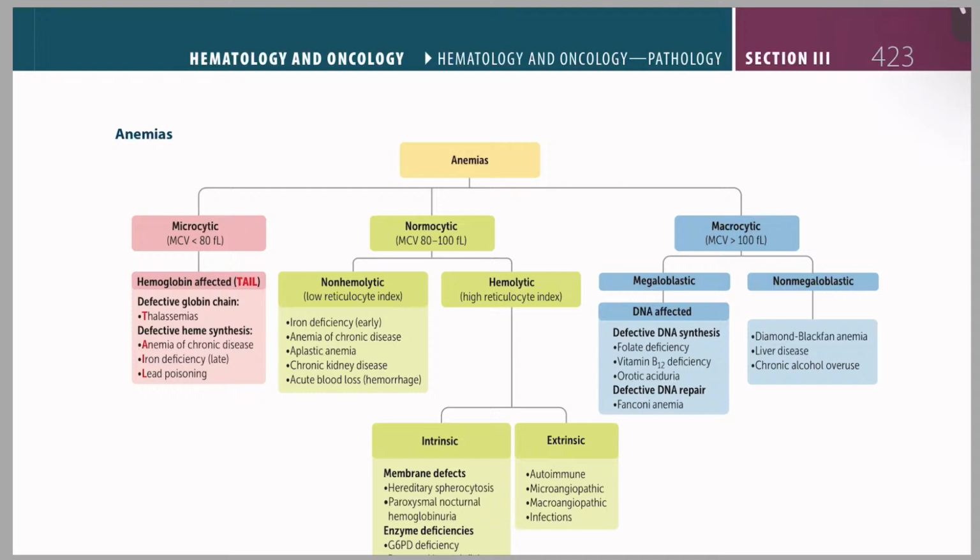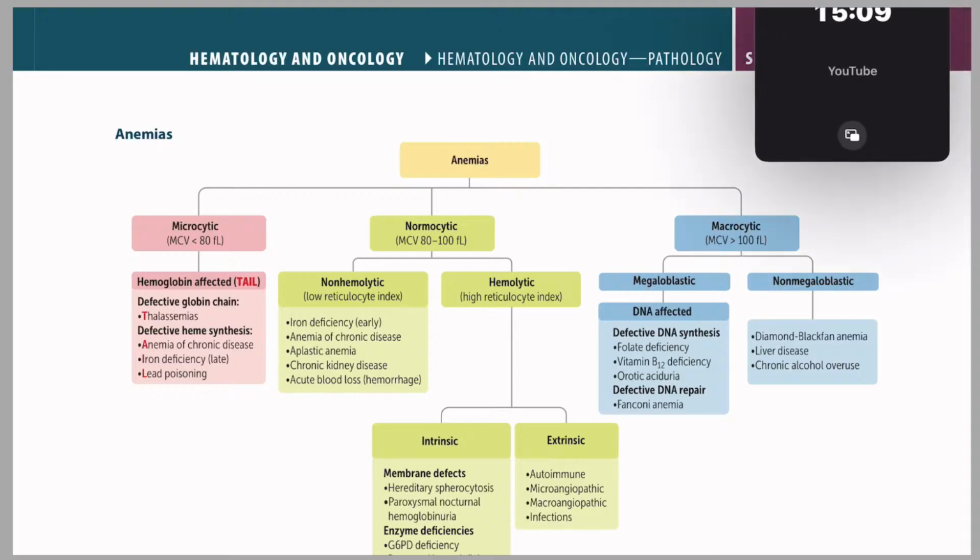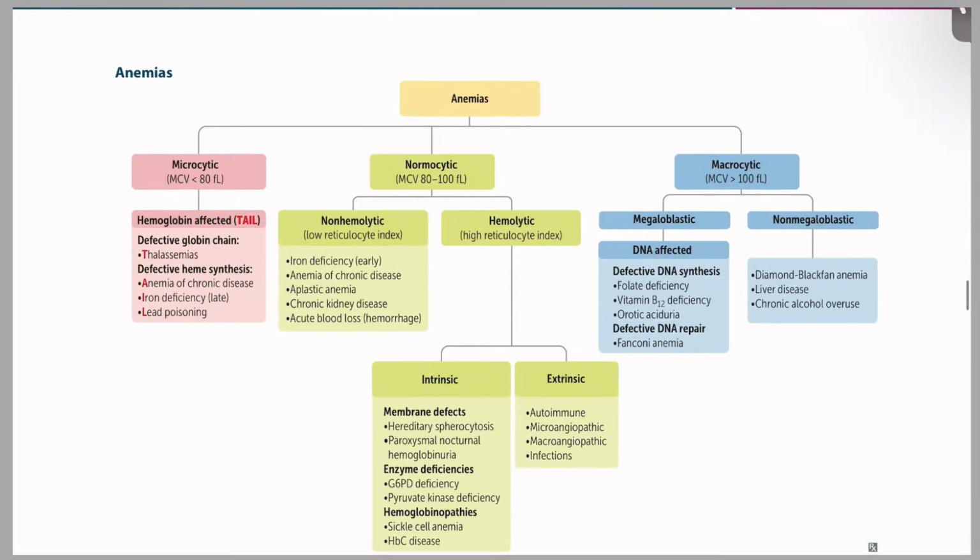Next, anemias: microcytic, normocytic, macrocytic. Microcytic: mean corpuscular volume less than 80 femtoliters. Hemoglobin affected, TAIL. Defective globin chain: thalassemias. Defective heme synthesis: anemia of chronic disease, iron deficiency, lead poisoning. Normocytic: mean corpuscular volume 80 to 100 femtoliters. Non-hemolytic and hemolytic.